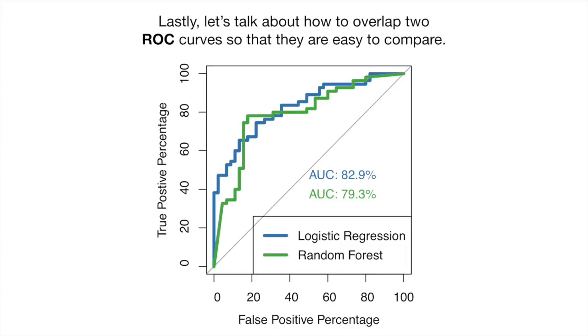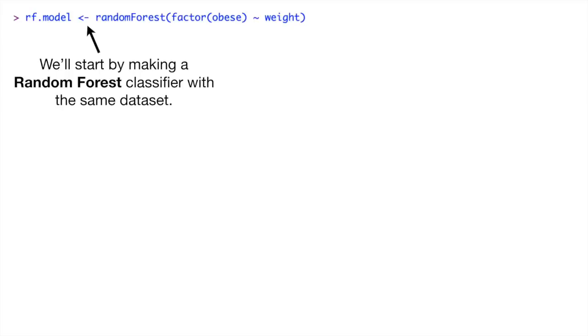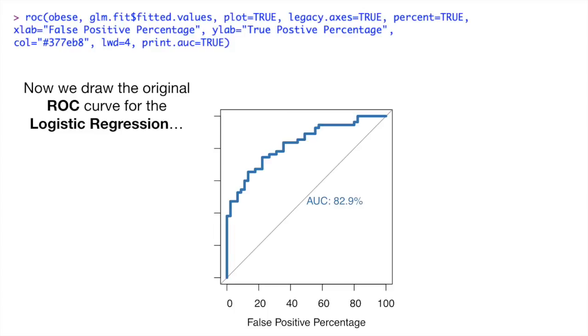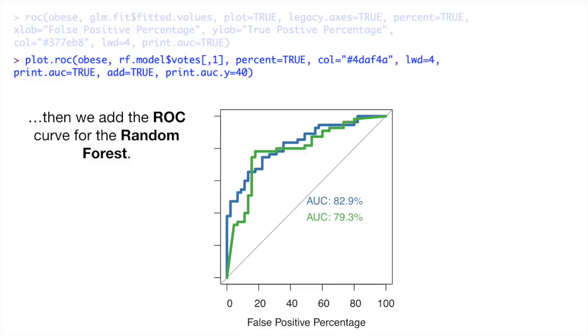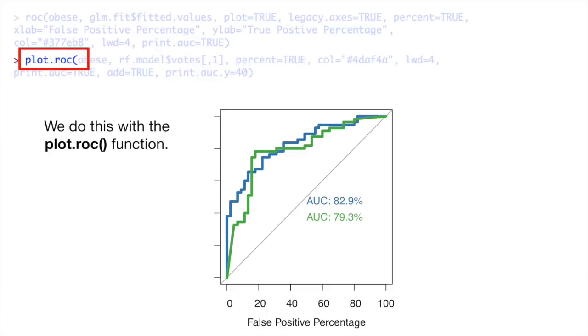Lastly, let's talk about how to overlap 2 ROC curves so that they are easy to compare. We'll start by making a random forest classifier with the same dataset. Now we draw the original ROC curve for the logistic regression. Then we add the ROC curve for the random forest. We do this with the plot.roc function.